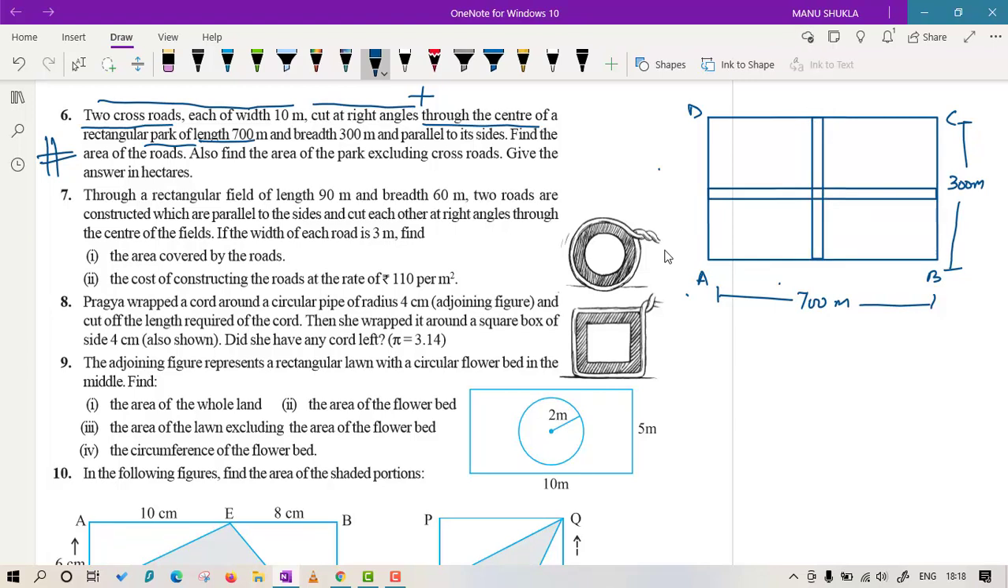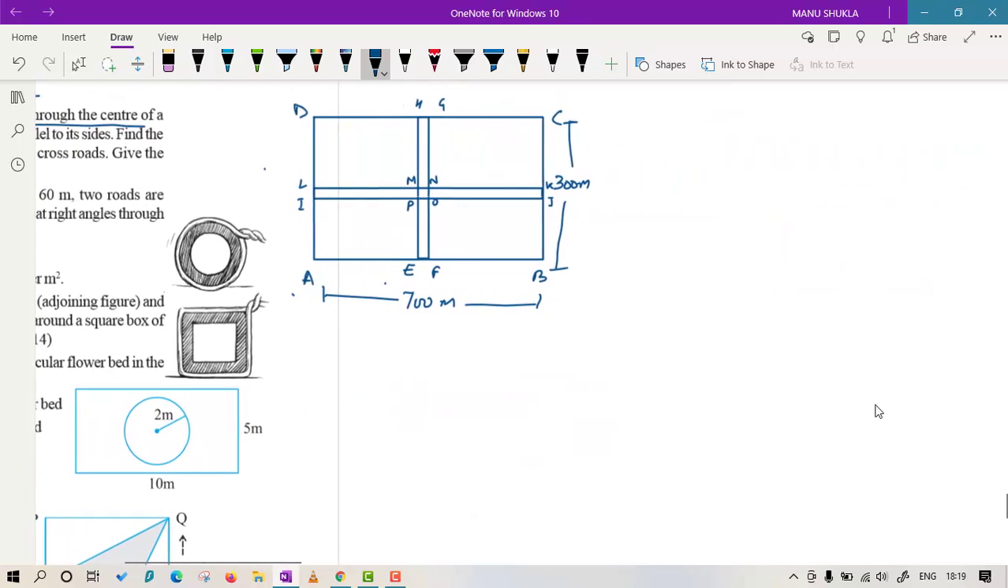So ABCD is done. Let me call this EFGH, this IJKL, and this center also we have to name, MNOP. Just remember, you have to name in series, whichever way you want, clockwise or anti-clockwise, it is your choice, but it should be in series. Okay, now let's find what we need to do. They are trying to find the area of roads. Okay, very simple. We have to find the area of roads. Let me write what is given to us.